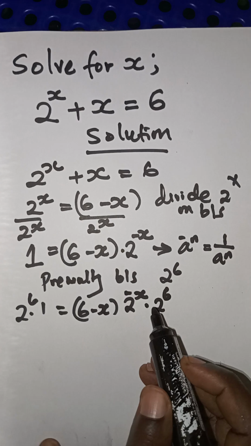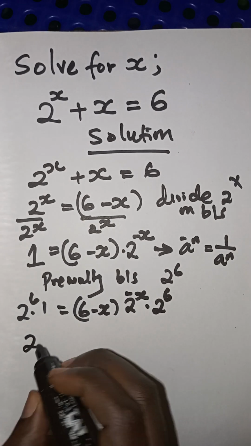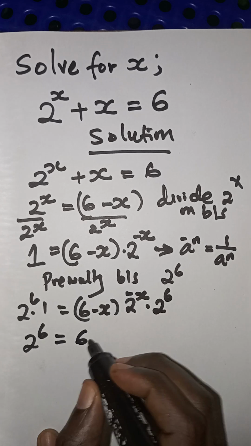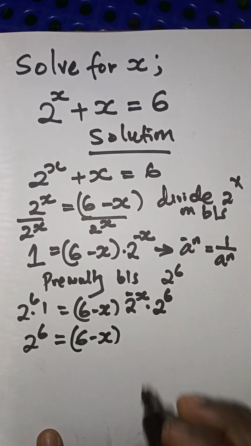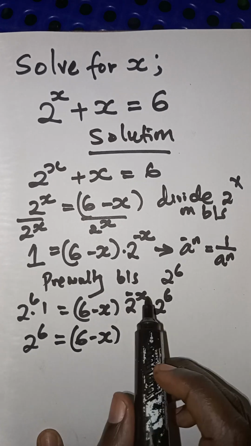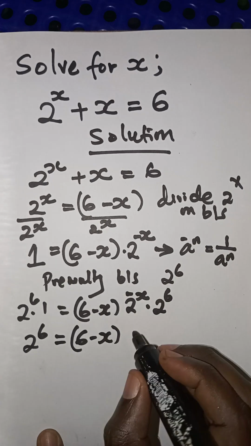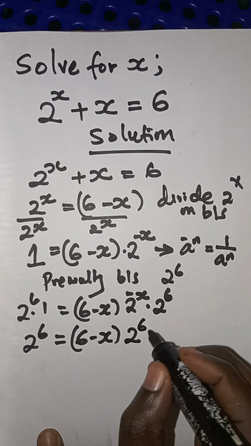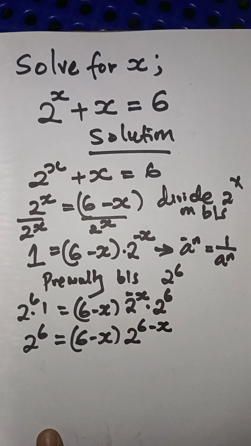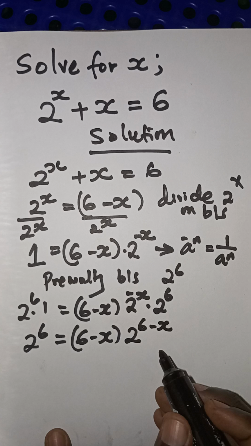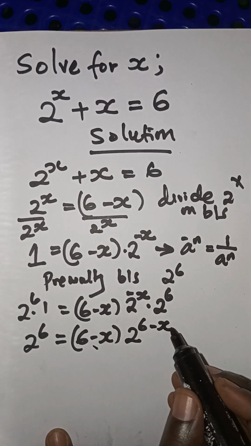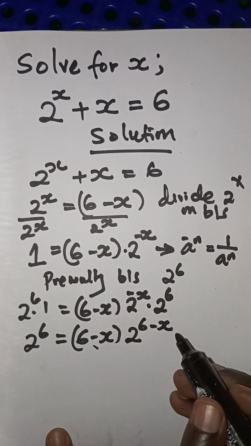Simplifying this other part, I'm going to get 2 raised to 6 is equals to 6 minus x. When you add the powers, since the base is the same, I'm going to get 2 raised to power 6 minus x. At this stage, it is clearly easy to see that 6 minus x and 6 minus x are similar.